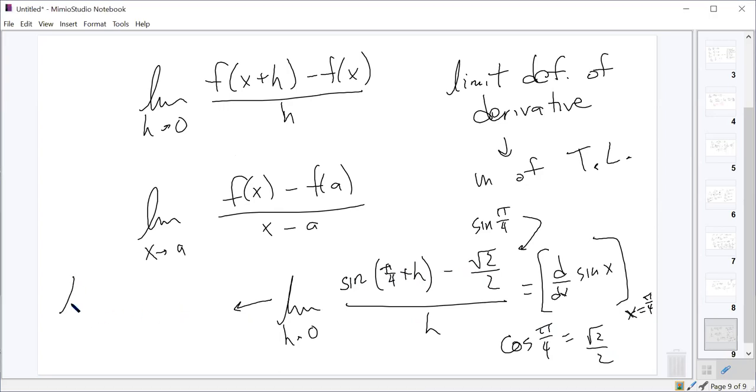If we take the derivative using L'Hopital's rule, we're going to get the limit as h approaches 0 of the cosine of pi over 4 plus h all over 1. And as h goes towards 0, that's just the cosine of pi over 4, which is just root 2 over 2. Everybody good with that? So those often pop up that way.